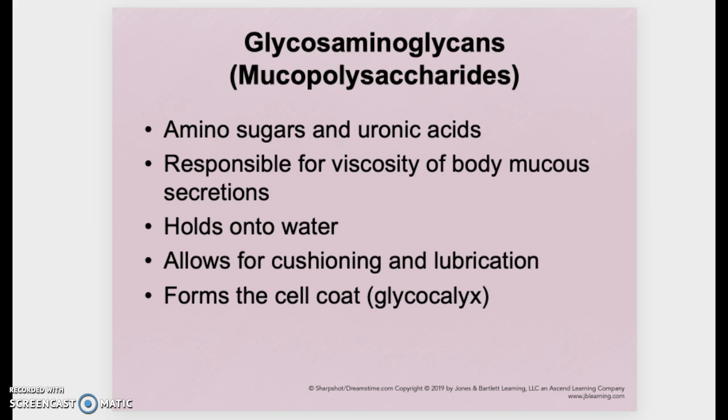All right, so mentioned earlier are glycosaminoglycans, or your mucopolysaccharides. Examples of these are your hyaluronic acid and chondroitin sulfate. If you remember this, it's going to help you understand what the glycosaminoglycans are. Hyaluronic acid may sound familiar because it's used in a lot of cosmetics, basically because it's really good at hydrating skin. Chondroitin sulfate is a supplement often used for joint pain.